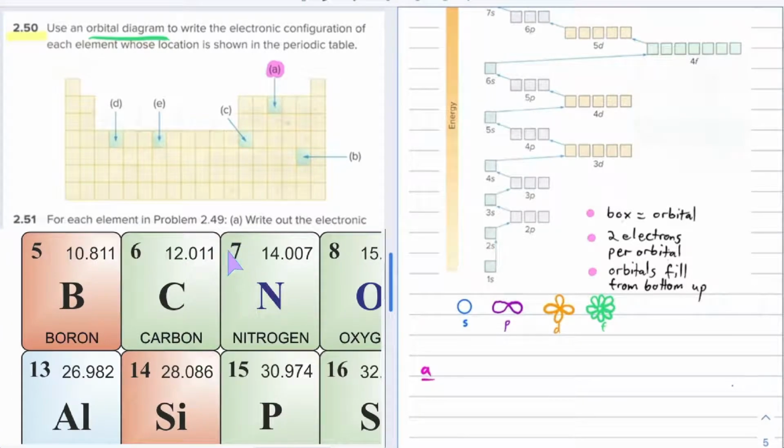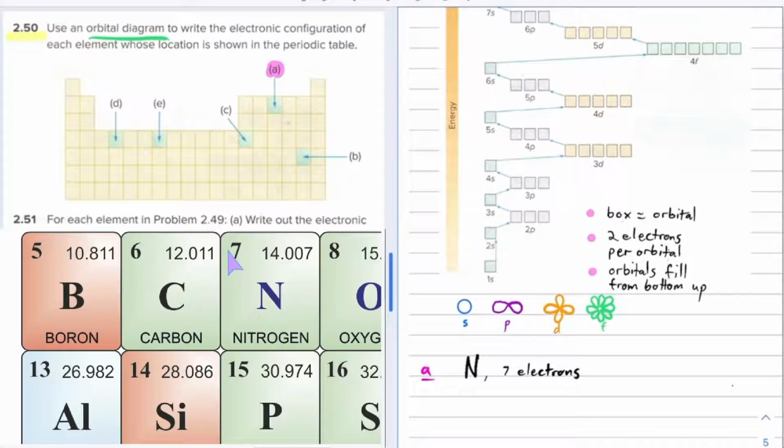Nitrogen is element number 7, and that means 7 electrons. The way we do this, we need to put in 7 electrons. Remember, 2 electrons per orbital, and we work our way up and follow the arrows. So 2 electrons go in the 1s orbital.